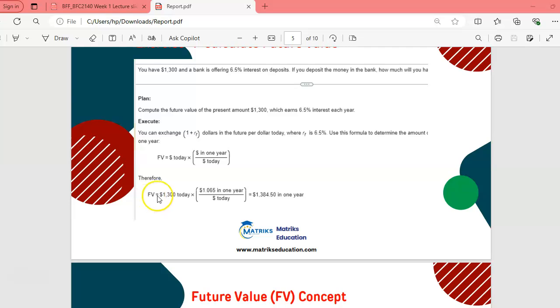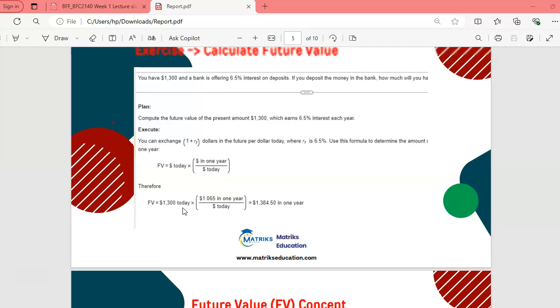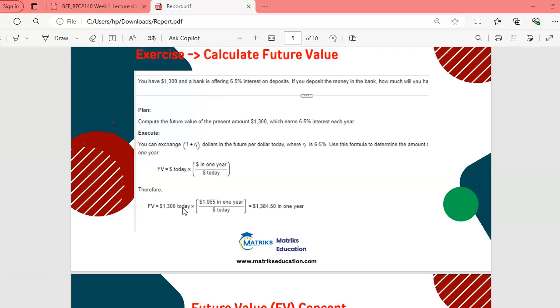Okay, so first, future value equals $1,300 multiplied by 1 plus 6.5%, or 1.065, in 1 year, which equals $1,384.50. So this is the amount of money that you will receive next year if you invest $1,300 today. So that's the exercise of future value. It's very simple. You just need to understand the question and also remember the formula.